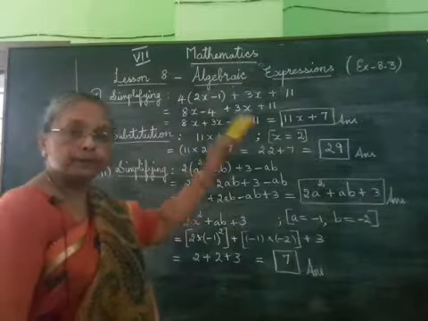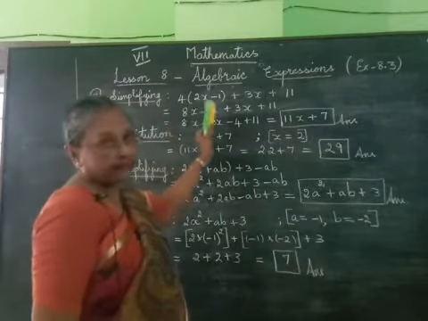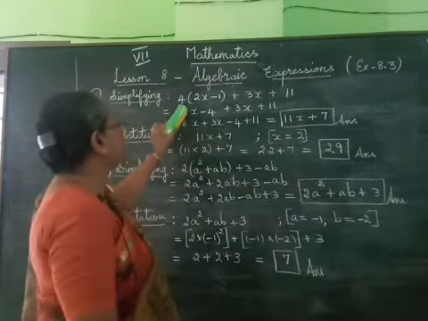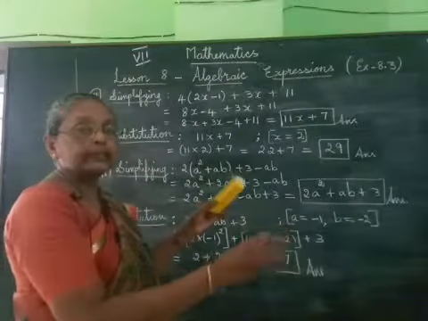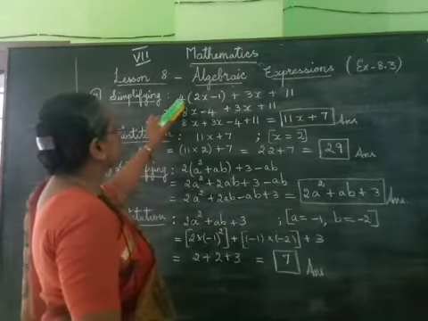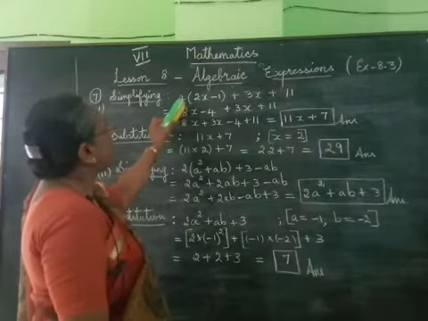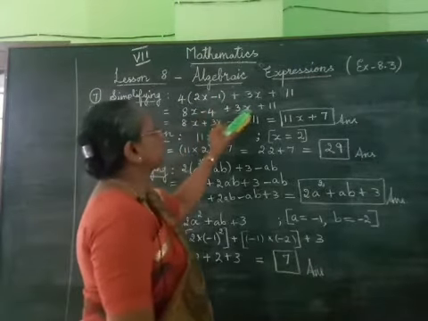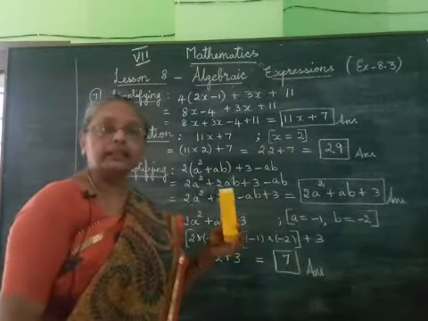So, in order to simplify, first we will open the bracket. Opening the bracket, we know already it is to multiply by the number outside whatever term is inside. All the terms inside should be multiplied by the number which is outside. So, 4 into 2x is 8x and 4 into minus 1 is minus 4, plus 3x as it is, plus 11 as it is.